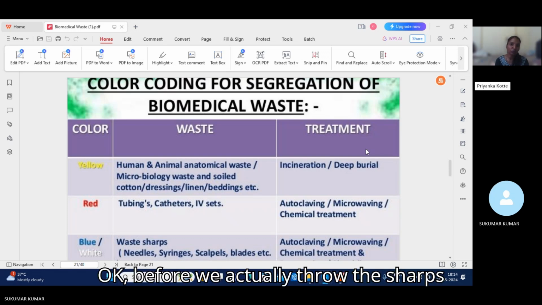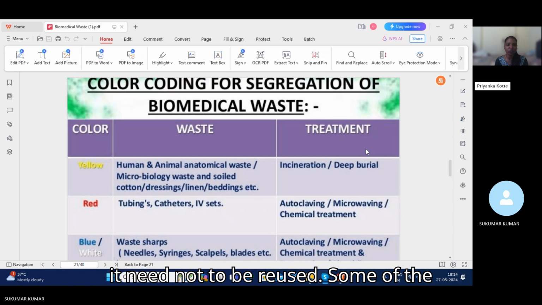Before we actually throw the sharps, they need not be reused. Some items like steel articles can be reused, but needles and all are not supposed to be reused. So before you throw them, it is better to autoclave first and then throw. Why are we doing that? Because if you throw them raw like that, if they were previously contaminated with blood or body fluids and you landfill them, the infected pathogens will still be on the material, on the needles and the sharp objects, the scalpel blades and all.